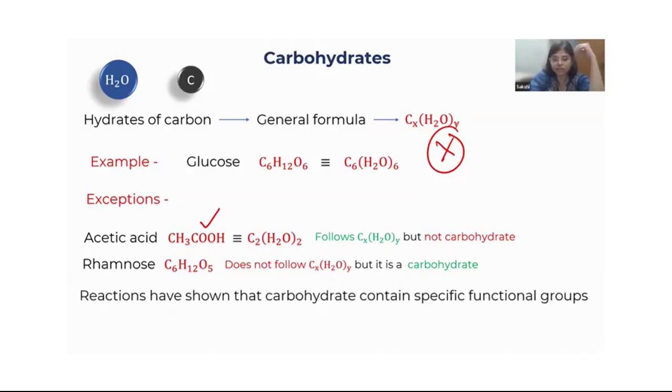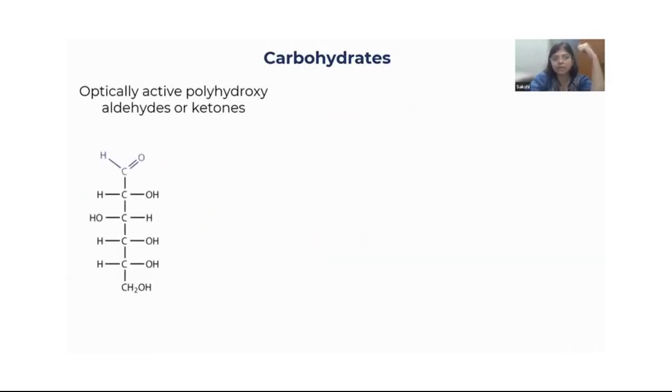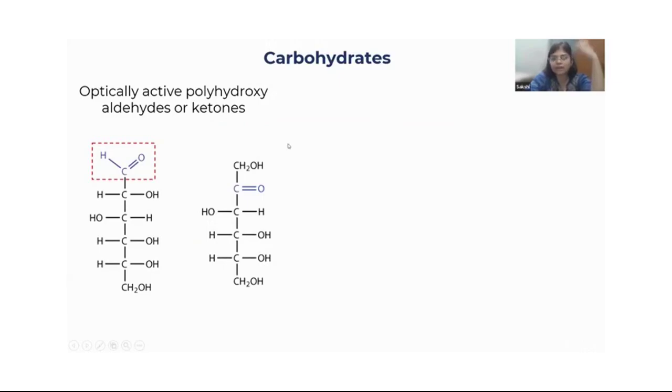So reactions have shown that carbohydrates contain specific functional groups, right? So let us see. Carbohydrates are also known as saccharides, right? Okay. So let us see another type of division of carbohydrates. So what do we call them? Now we cannot relate carbohydrates with that formula that we saw in the last slide. We call them optically active polyhydroxyaldehydes or ketones because there are certain functional groups, like the aldehyde functional group and the ketone functional group in the carbohydrates, right?